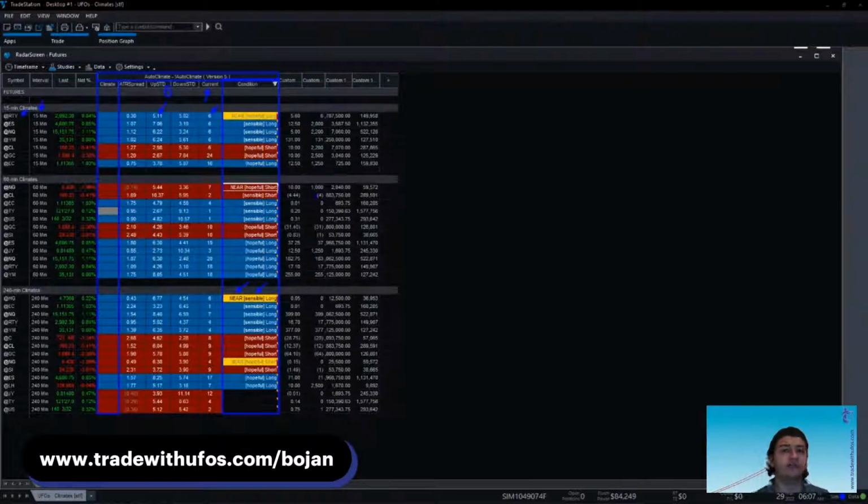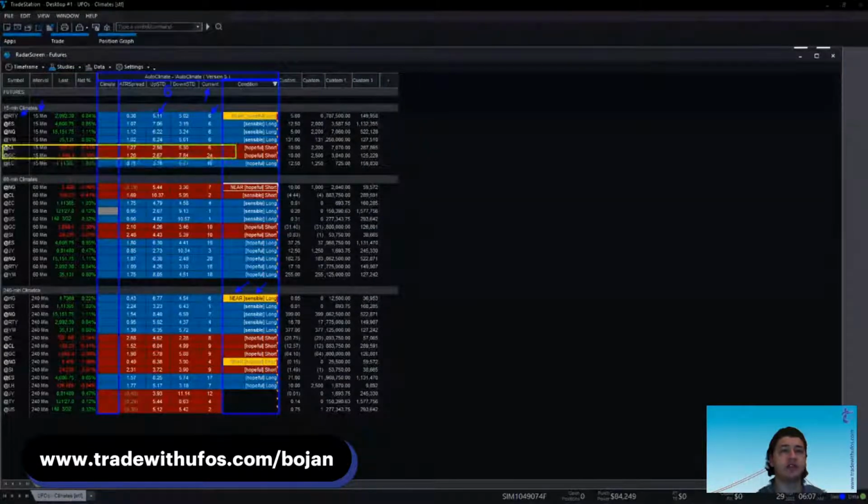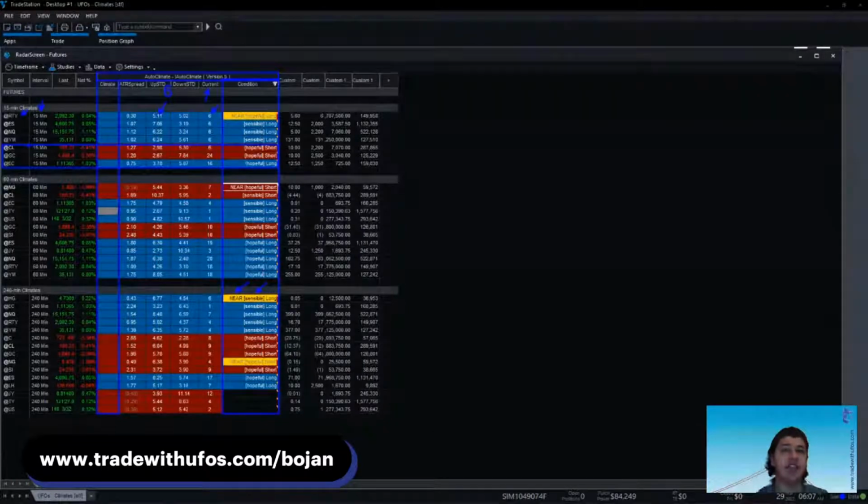If we look at any one of these other ones, they all say sensible, sensible, sensible. These three say hopeful, so we're going to skip on these for now. However, what's the catch? The catch is this is a 15-minute climate, so every 15 minutes this will change. Is it going to go blue, into red, into blue? It could, if markets are moving sideways to that extent.